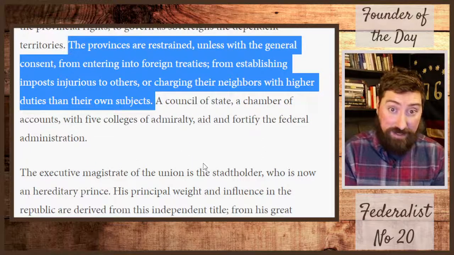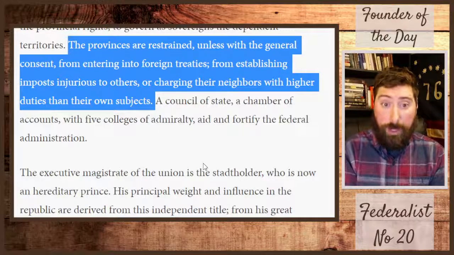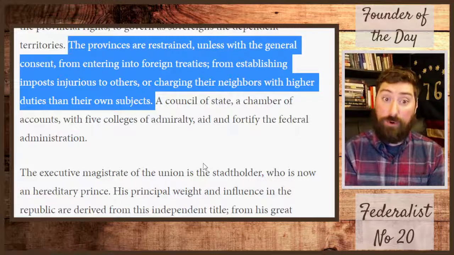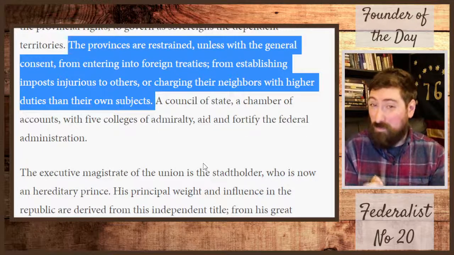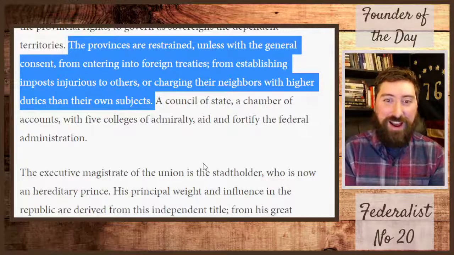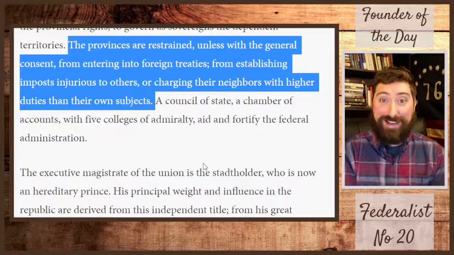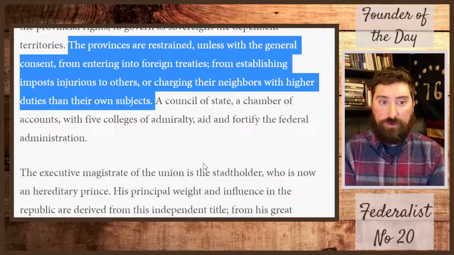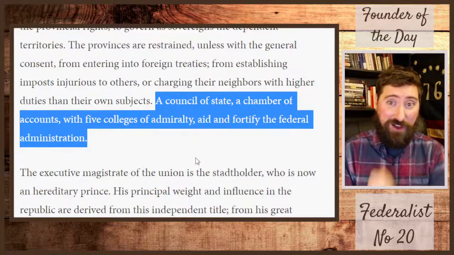The provinces are restrained, unless with the general consent, from entering into foreign treaties, from establishing imposts injurious to others, or charging their neighbors with higher duties than their own subjects. So that's interesting. This is not something the Articles of Confederation did. It's actually something they're promoting in the Constitution. Entering into foreign treaties? No, we are one united body when it comes to foreign nations, which was supposedly true under the Articles of Confederation. From establishing imposts injurious to others, that was not true. New York could establish import taxes that could hamper New Jersey or Connecticut, which has been discussed both in earlier Federalist papers and in some of the Anti-Federalist papers, and charging their neighbors with higher duties than their own subjects. Essentially the same thing, which the federal government would resolve when the Constitution was ratified.